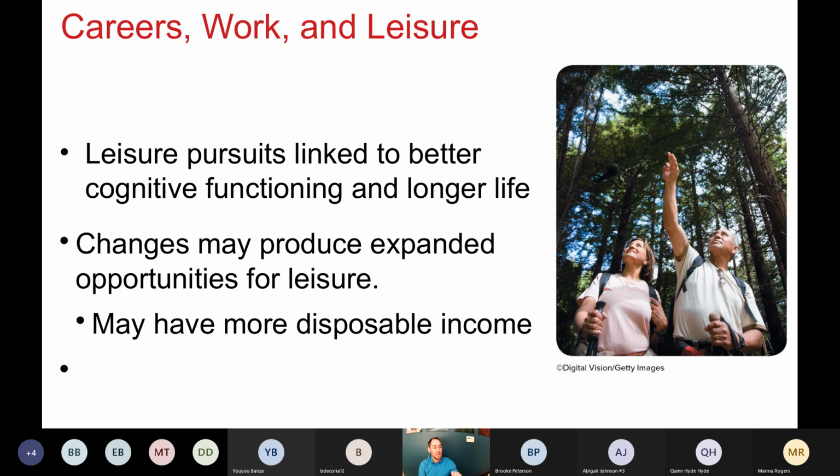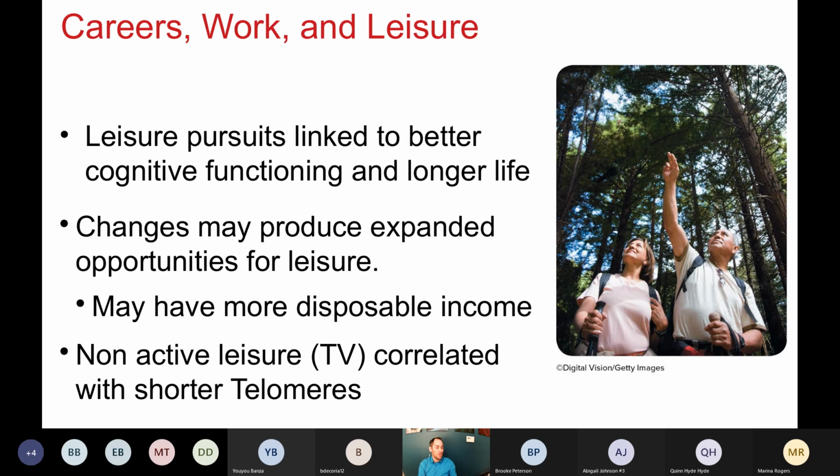So changes in midlife might lead people to have more opportunities for leisure. So if they have more disposable income, for example, maybe they can take a cruise. Also, non-active leisure pursuits, so things like watching TV, are correlated with shorter telomeres.